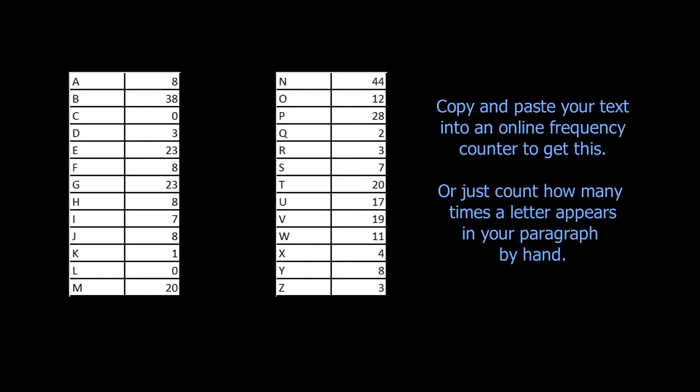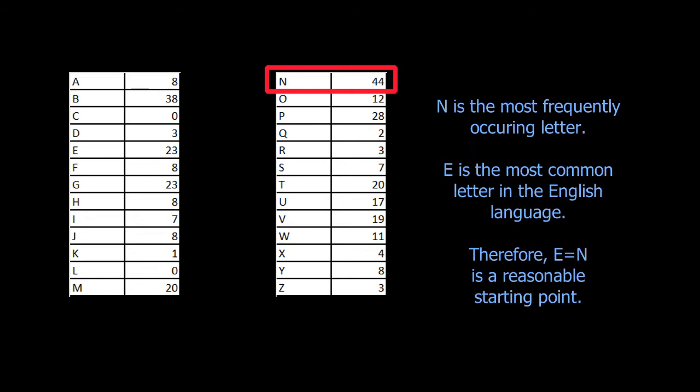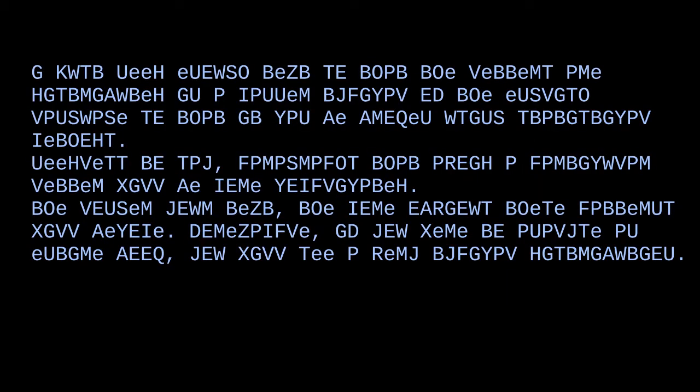When you look at this table, the first thing you probably notice is that N has the highest frequency. There are 44 occurrences. So you can pretty safely assume that E is represented by N in your cipher. So let's replace every occurrence of N with E, as I've done here. I just used a case-sensitive search and replace, which you can do with any good word processor.